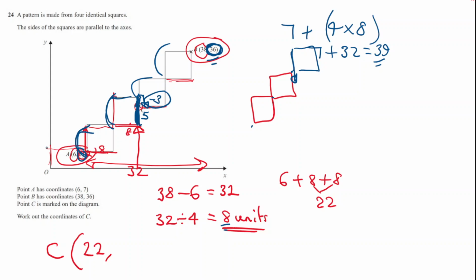So therefore, if we have a value of 7, the starting point of A, 7 plus 8 plus 5 must be the correct y coordinate of the point C. So 7 plus 8 is 15, 15 plus 5 is 20. So therefore your value of C, both coordinates, will be 22 for x and 20 for y. There's your point C.